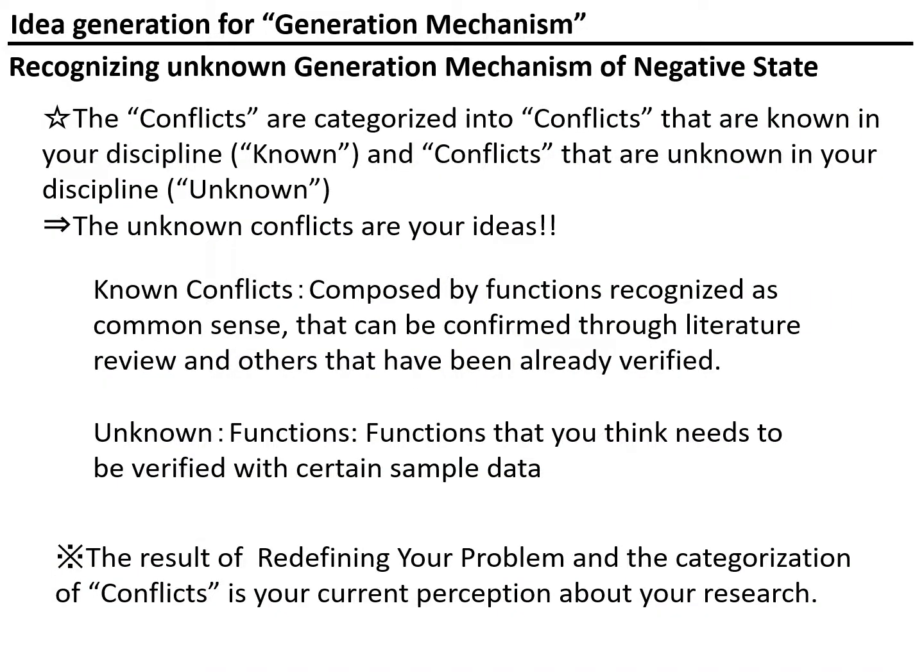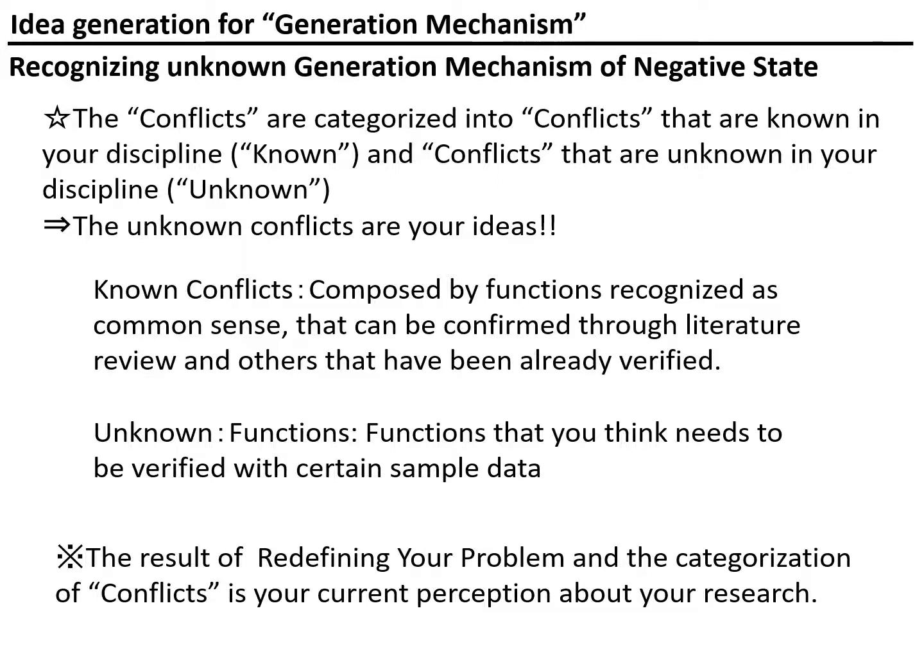Then the conflicts are categorized into conflicts that are known in your discipline and conflicts that are unknown in your discipline. So you could redefine a problem as a combination of smaller conflicts, but the conflicts should include known conflicts and unknown conflicts. Then what I would like to say is, the unknown conflicts are your ideas. Known conflicts are composed by functions recognized as common sense that can be confirmed through literature review and others that have already been verified. So known conflicts are conflicts which you could state with some evidence.